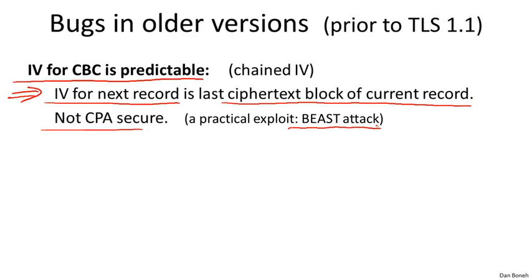So I should say that this method of choosing the IV to be the last block of the previous record is called chained IVs, and you should remember that this should not be used in practice because it always leads to an attack. Because of this, TLS 1.1 moved to what's called explicit IVs, where every TLS record has its own random, unpredictable IV. And that fixed the problem. As soon as browsers and servers move to TLS 1.1, this will no longer be an issue.